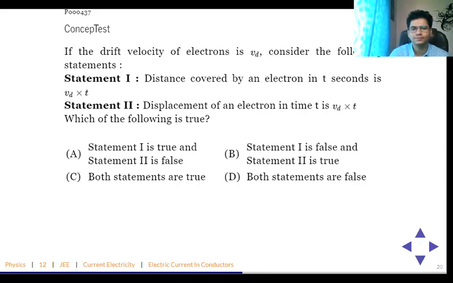Next concept test. Tell me guys, next concept test, everyone. Tell me, everyone. Tell me. Okay, OS. Okay, Samar. Okay, Nishita. Okay, Jitendra. Theek hai, okay Rohit.